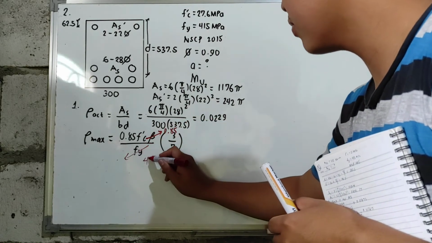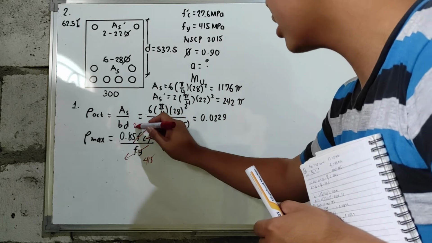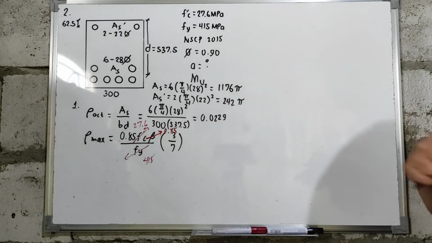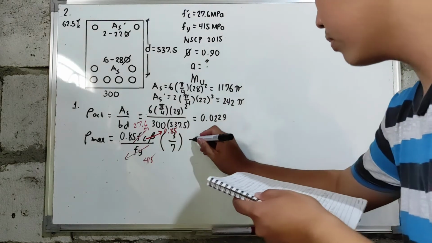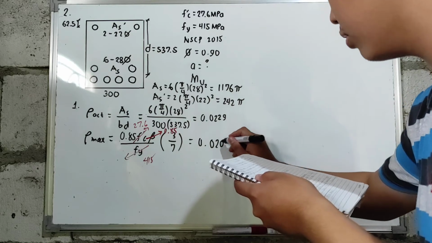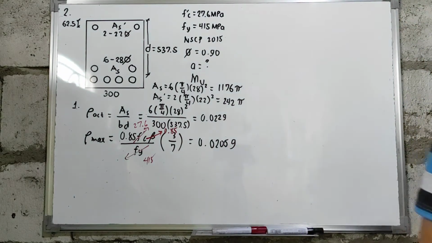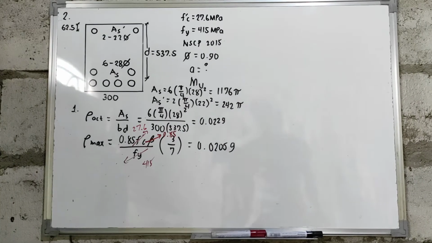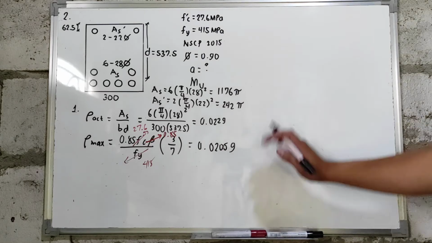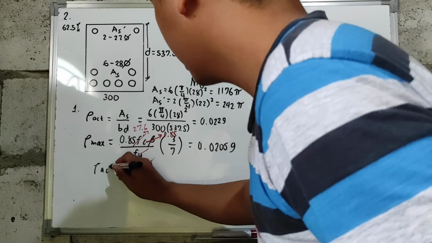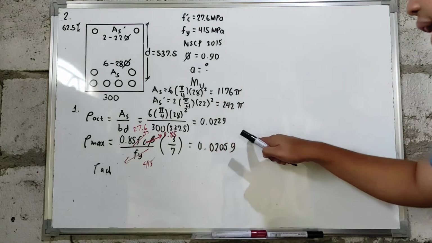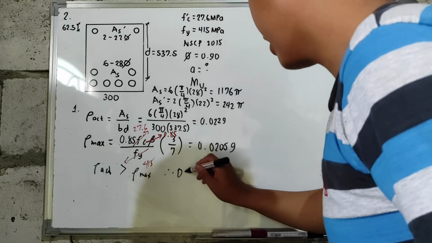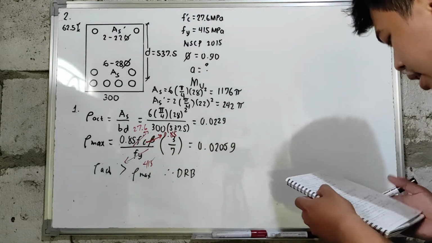Our Fy is 415, and our f'c is 27.6. So you will have a value of your rho max which is equal to 0.0259. That is the formula for rho max in NSCP 2015. With that, let us compare with the value of your rho actual. Our rho actual is obviously greater than the value of your rho max. Therefore, our analysis is a doubly reinforced beam.